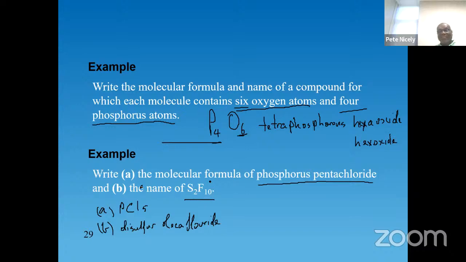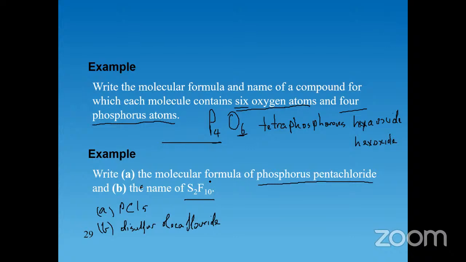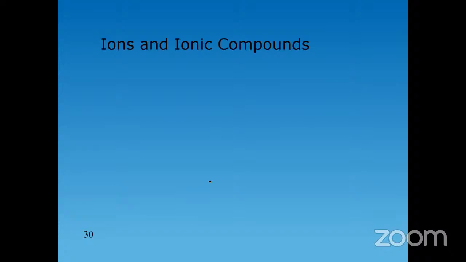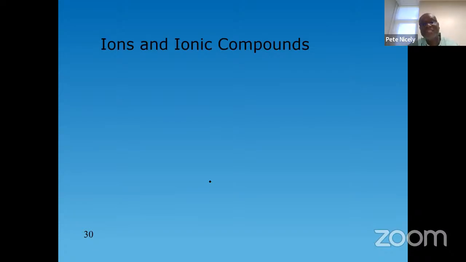All right. Okay, any questions about any of these examples? Any questions? No questions. Okay, all right. So we talked about binary molecular compounds. So what we're going to talk about now are ionic compounds.